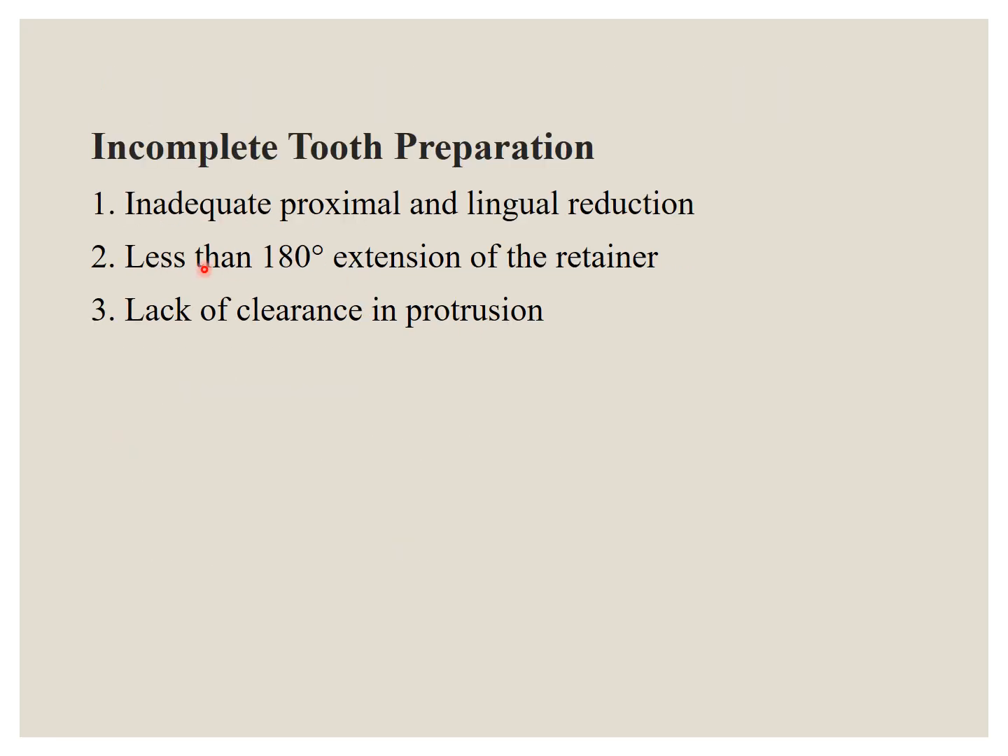Okay. The second problem comes in the incomplete tooth preparations. So, inadequate proximal lingual reduction, less than 180-degree extension of the retainer, lack of clearance of protrusion. So, guys, what does this basically do? It decreases the retention of the prostheses. That's all, you understand. And that will cause the failure of the prostheses. Okay, so that is all because of the incomplete preparation.